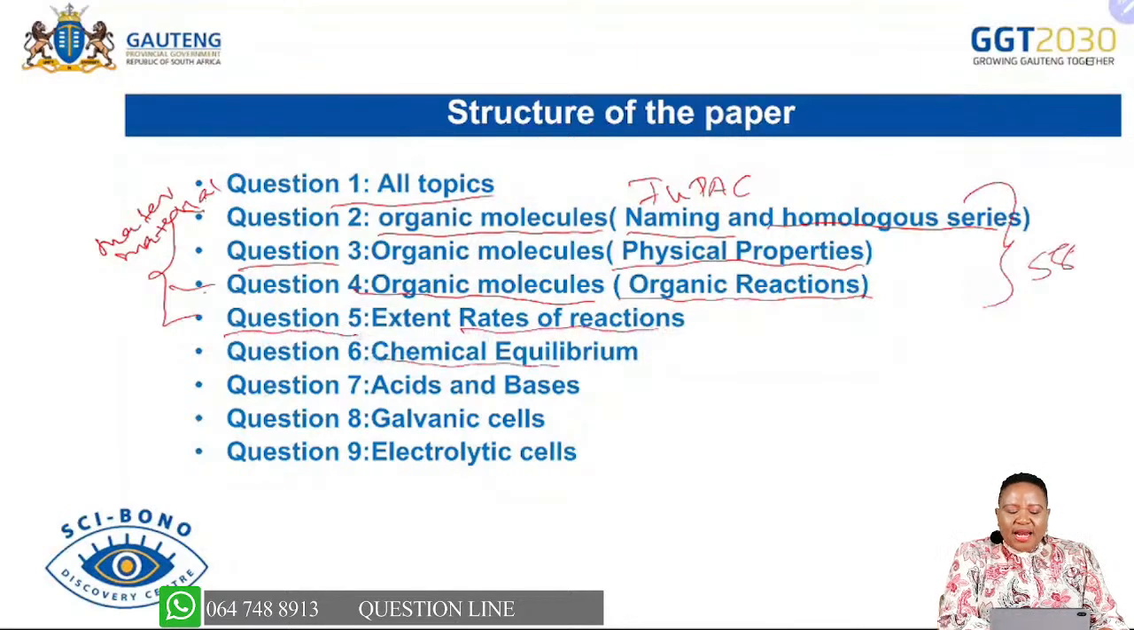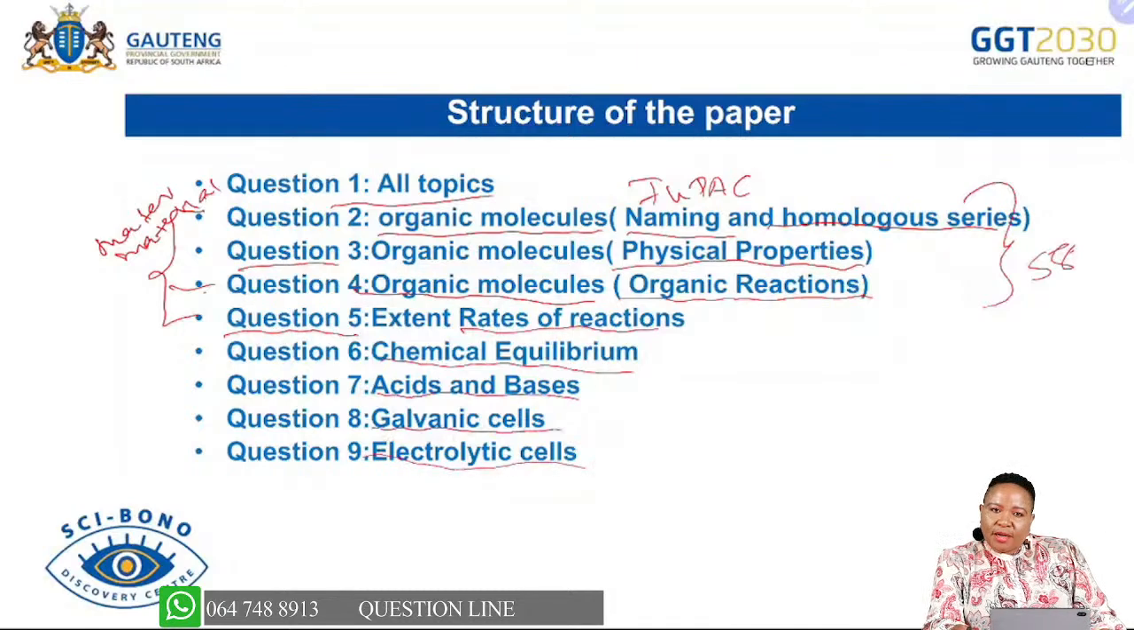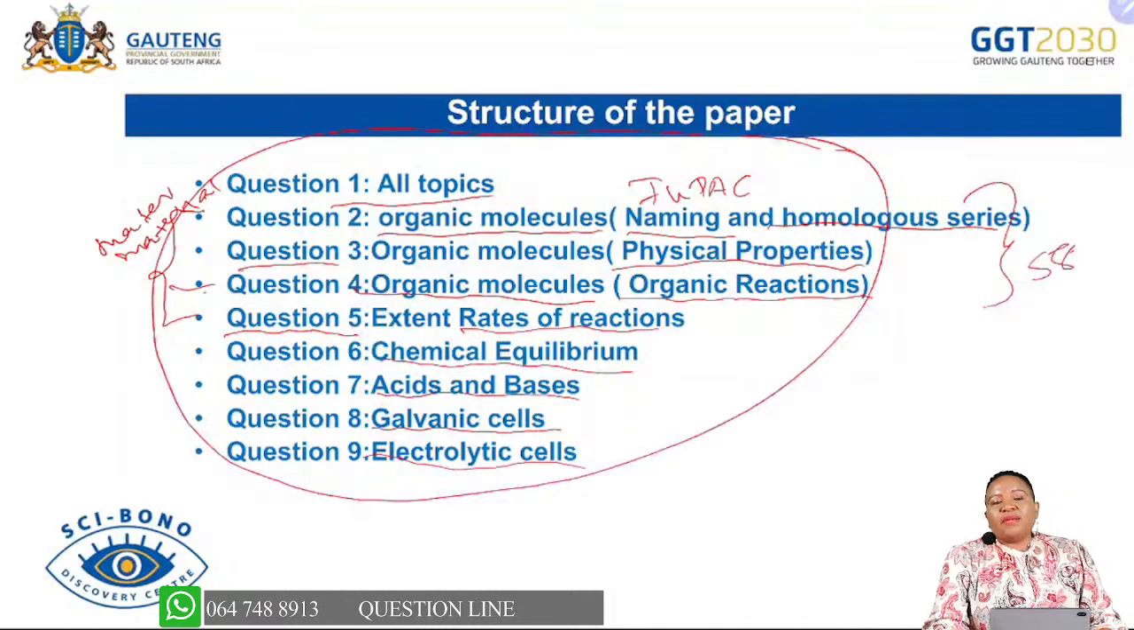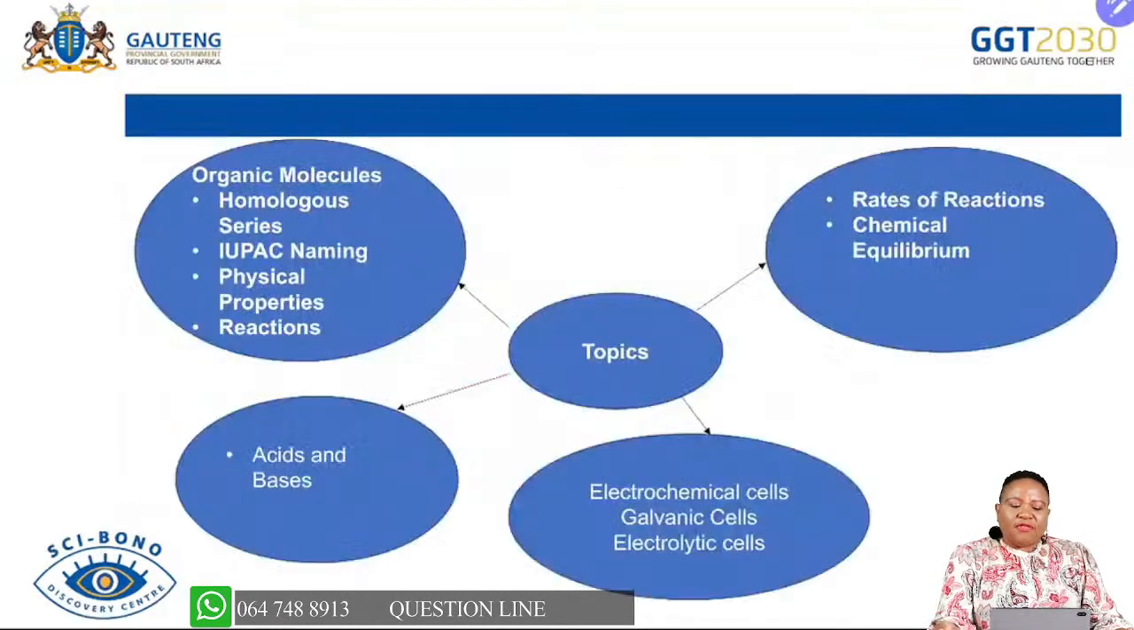Question number 5 will be the rate of reactions. Question number 6, chemical equilibrium. Question number 7, acids and bases. Question number 8, galvanic cells. And question number 9, electrolytic cells. The reason why I'm giving you the structure of the paper is so that if you want to start with a specific kind of question, you definitely know where you are going to find that question, and you can also, during your reading period, go to that question and try to gather as many facts as possible. So this is the structure of the entire paper, which is our paper 2. Remember, the prelim examination resembles our final exam. So if you understand the prelim examination, you definitely understand the final examination.